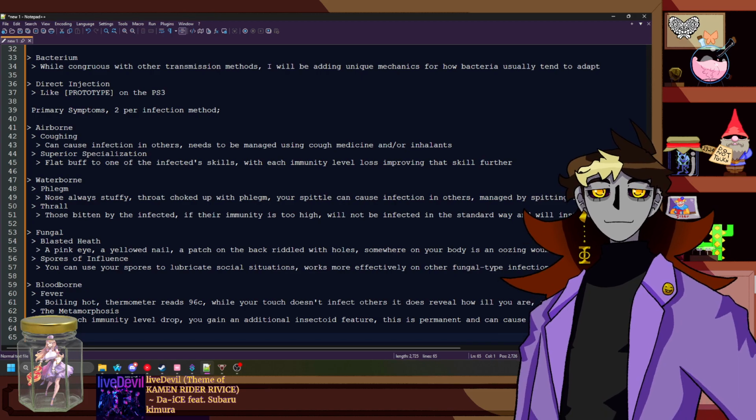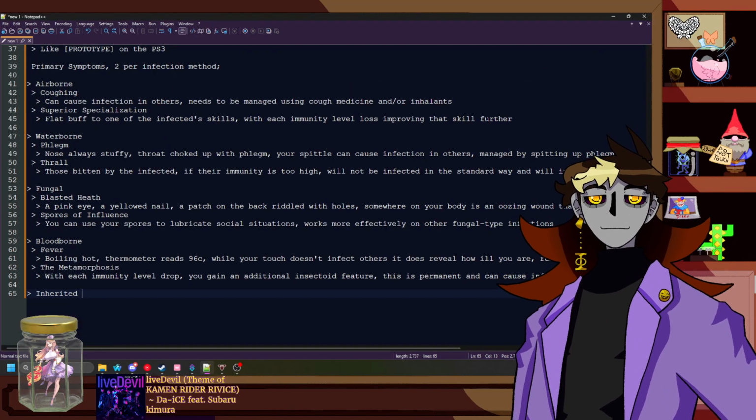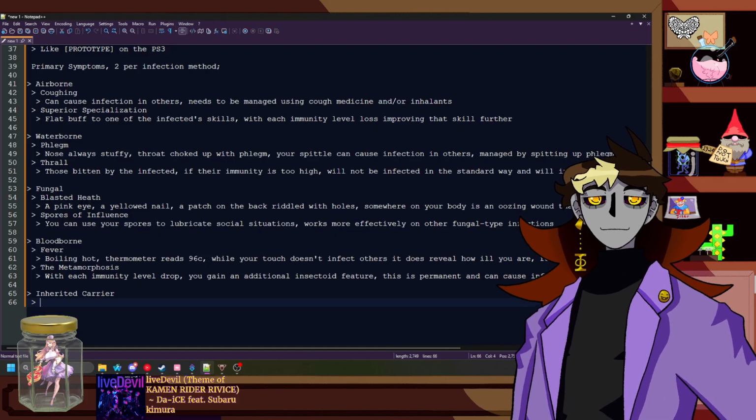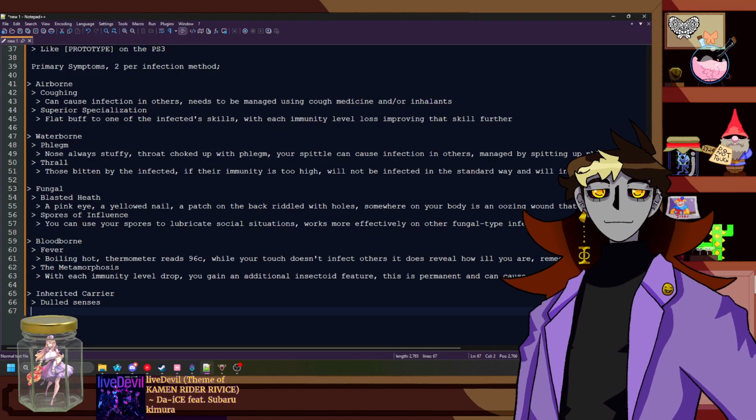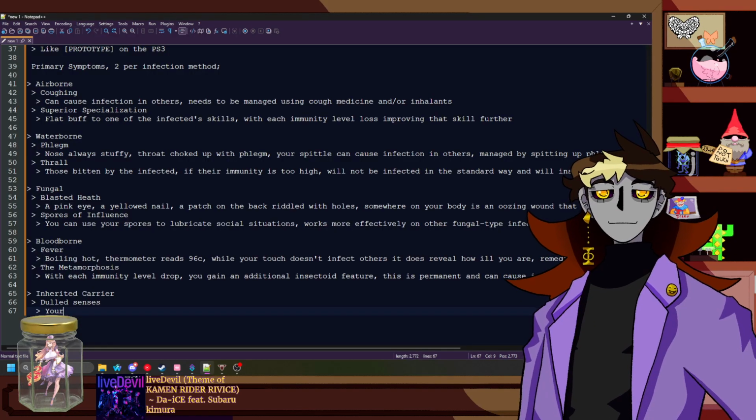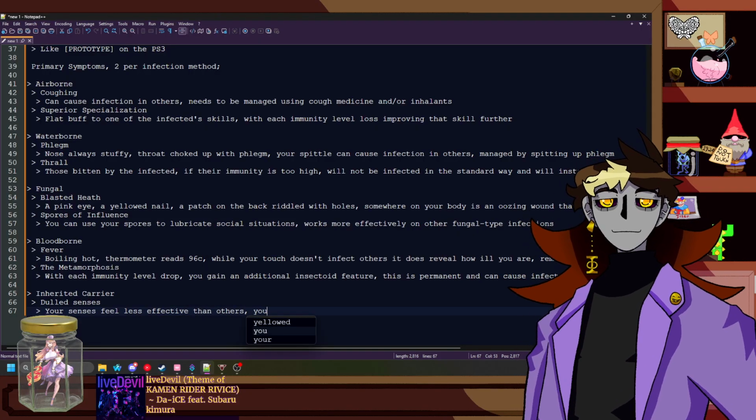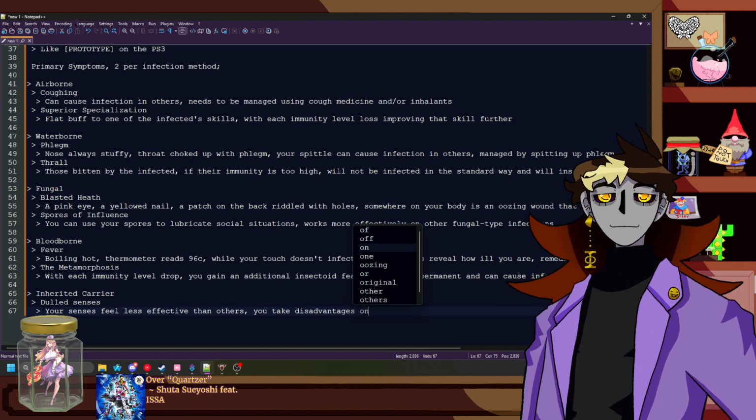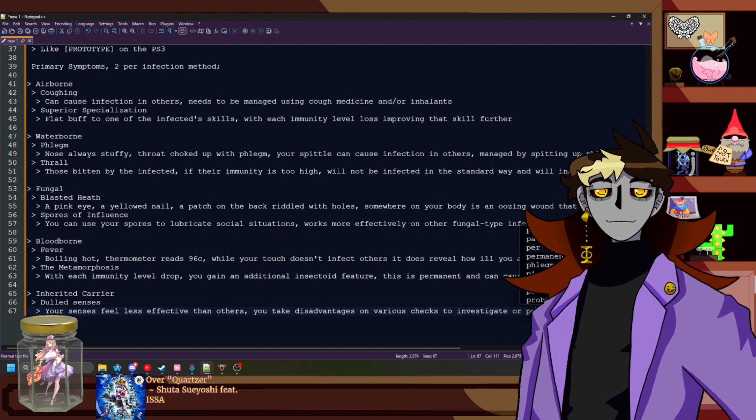There we go. Next is Inherited Carrier. Let's see. Dulled senses. Take disadvantages on checks to investigate or perceive.